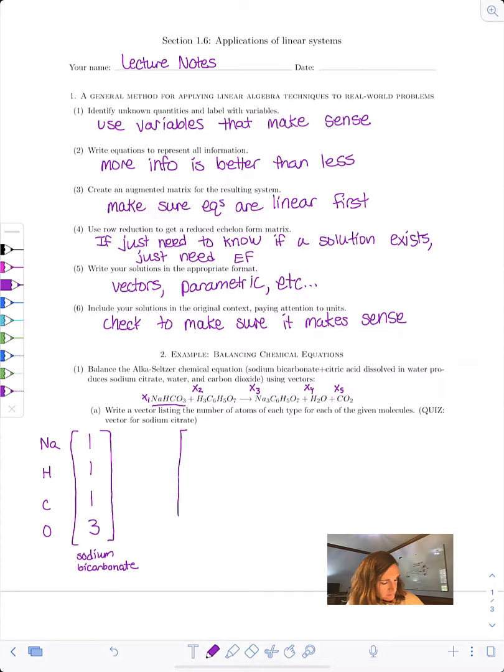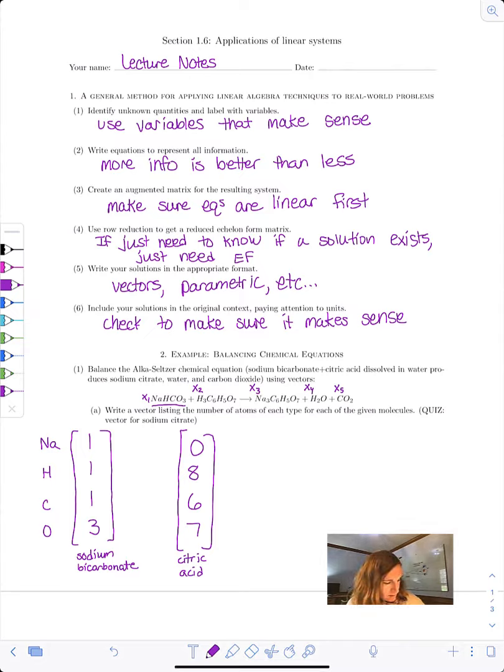And then similarly for citric acid, this time we first have H3, but then we also have H5. So it turns out that hydrogen has 8 atoms in citric acid. You find the row that corresponds to hydrogen and fill that in with an 8. We don't see any sodium, so we just put 0 there. And then we do have carbon, with a subscript of 6. So for the carbon row, we put 6, and for oxygen, we have 7.